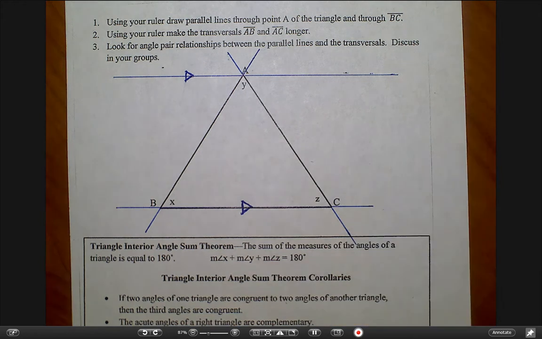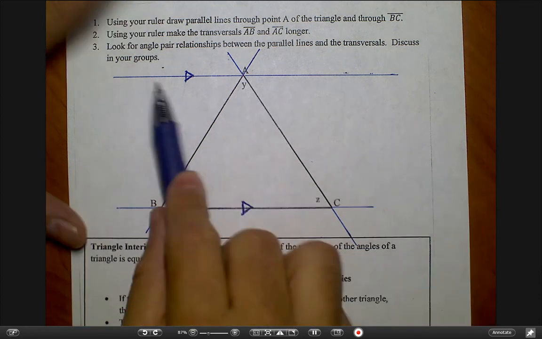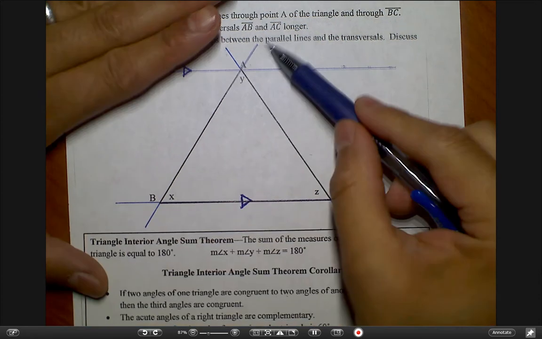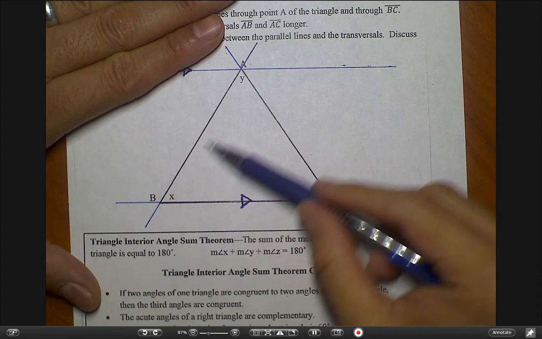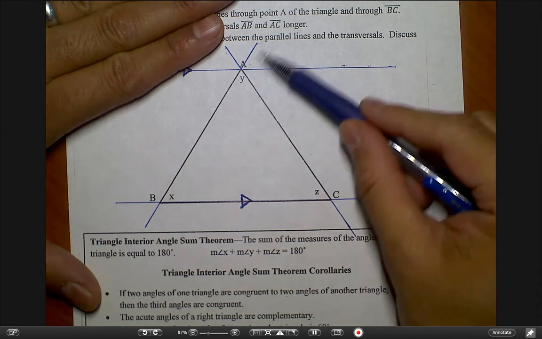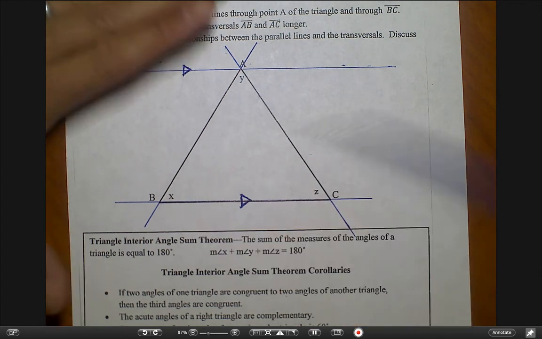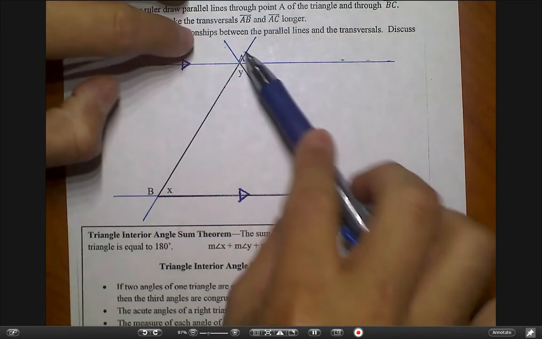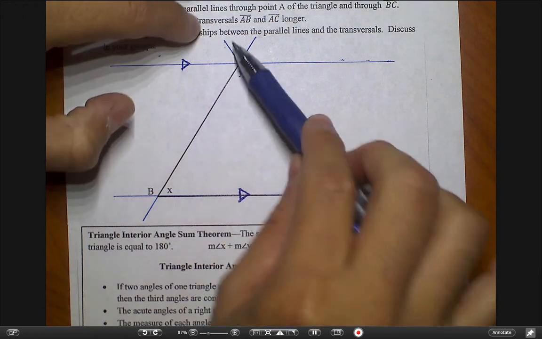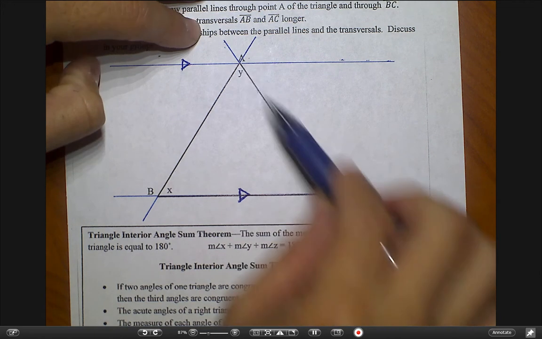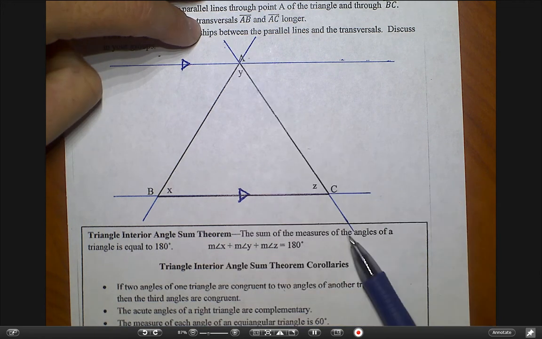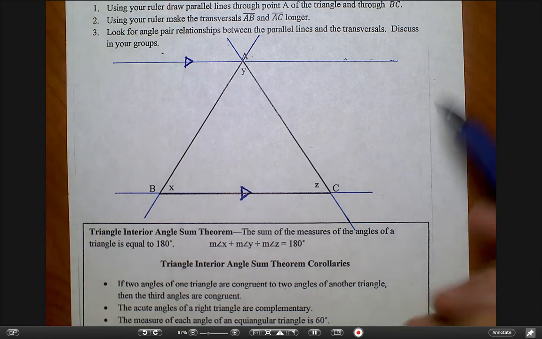Discuss with your group. So now I'm going to go over this with you to explain certain things we have. I'm going to add a couple things. If these are parallel lines, this is my transversal here. Like with this one right here, this is my transversal for this. So a couple things I can go through and do.